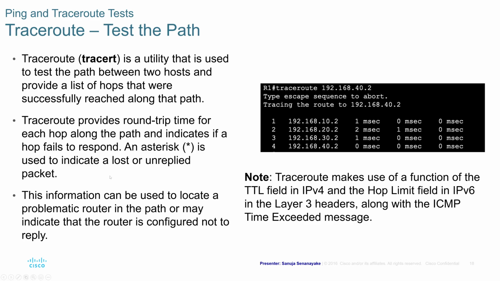This information can be used to locate a problematic router in the path, or may indicate that the router is configured not to reply. So if you have multiple routers within a network, you can use the traceroute command to figure out a router failure, or a router that is configured with firewall or security settings so that it will not respond to the traceroute command. So that's what you can do with traceroute.